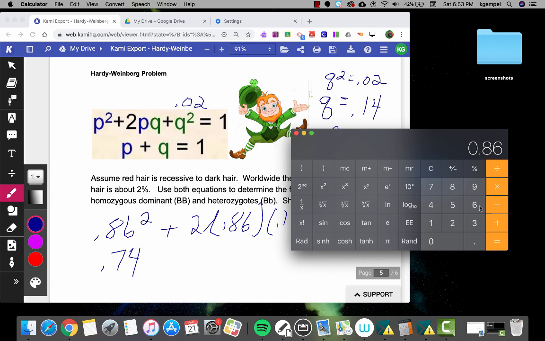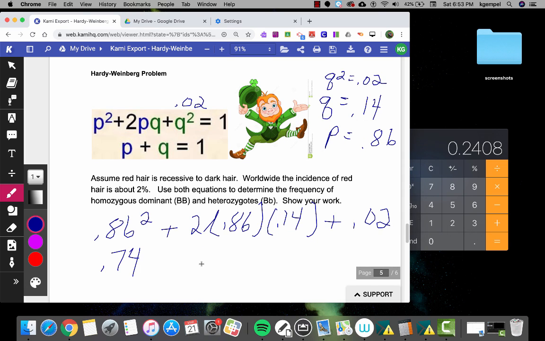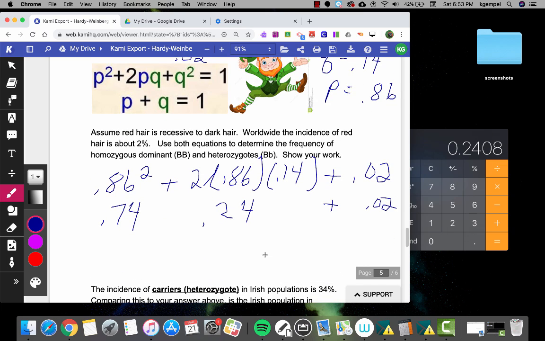0.86 times 0.14 times 2 equals 0.24, plus that 2%. So 0.74 plus 0.24 is 0.98, plus 0.02, so those equal 1. I love when that happens. It all equals 1, so it checks out.